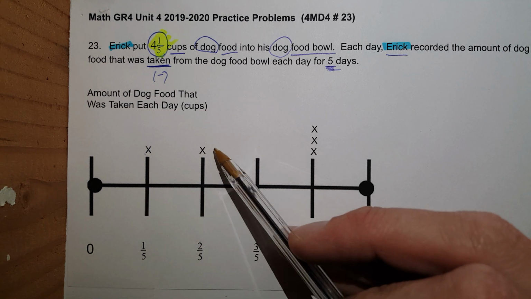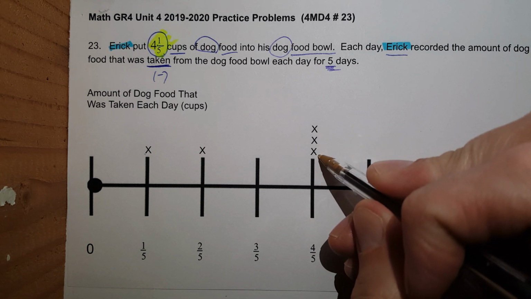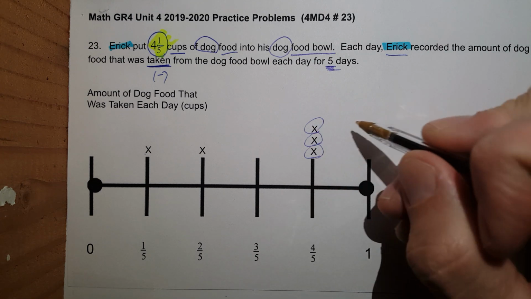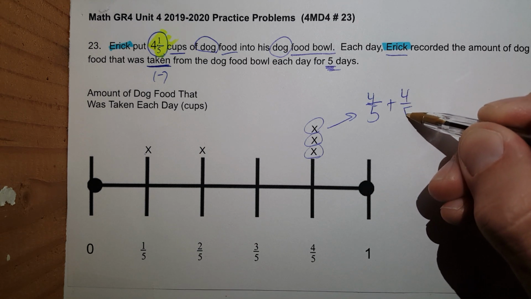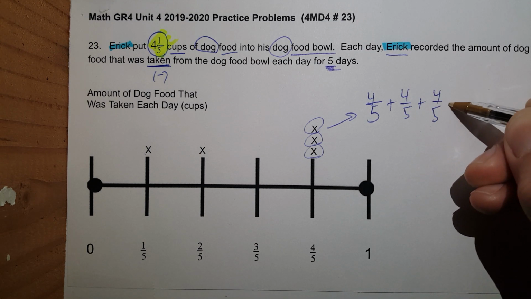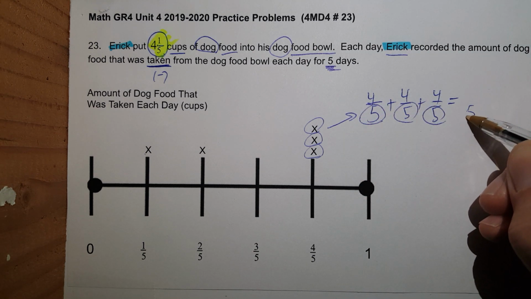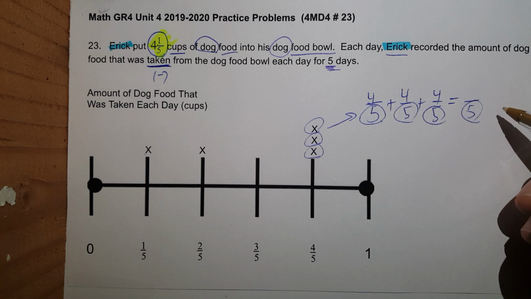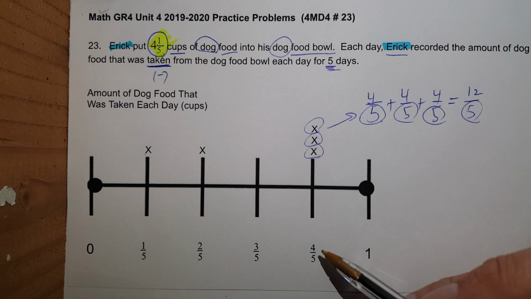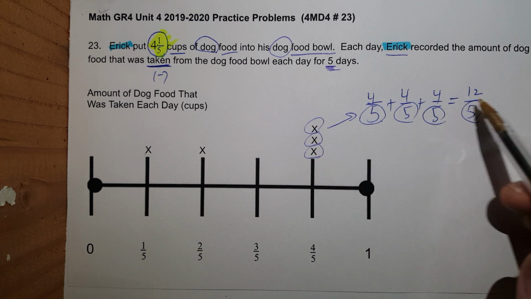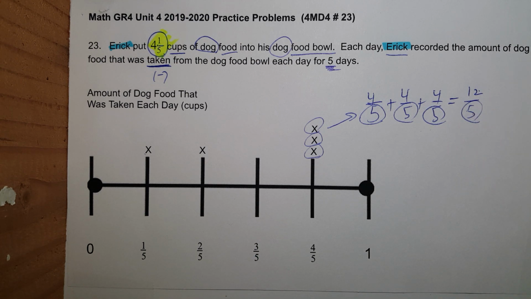8 1/5. 8 2/5. 8 4/5. 8 4/5. 8 4/5. Because look, 1, 2, 3. This is saying 4/5 plus 4/5 plus 4/5. When we add fractions, that denominator stays the same, but the top number you add. Okay? So on these 3 days, it ate 12/5, which is an improper fraction. Notice how the top number is bigger than the bottom number.